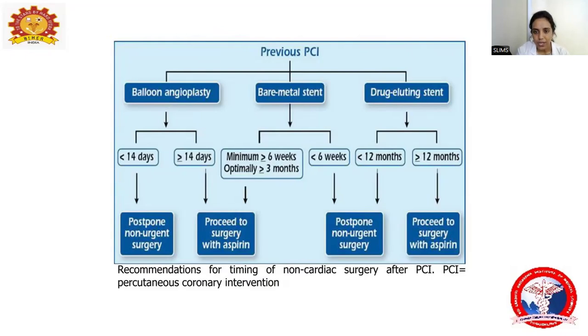You can continue aspirin. If it is a case of bare metal stenting, then a minimum of 6 weeks and optimally more like 3 months, you can proceed to the surgery with aspirin. If it is less than 6 weeks, you have to postpone any non-urgent surgery. For a drug-eluting stent, it is 12 months. Less than 12 months, you postpone the surgery. More than 12 months, you can proceed with the surgery, but aspirin should be continued.